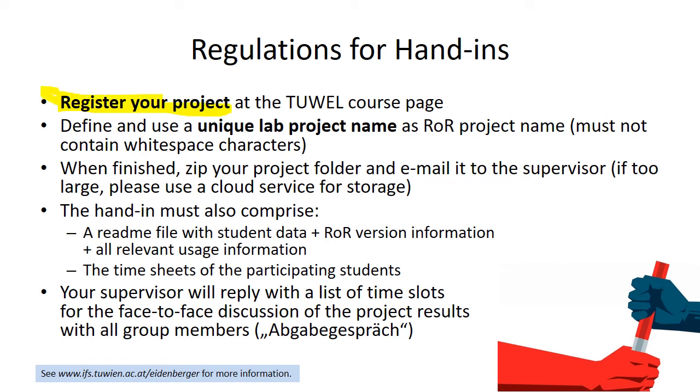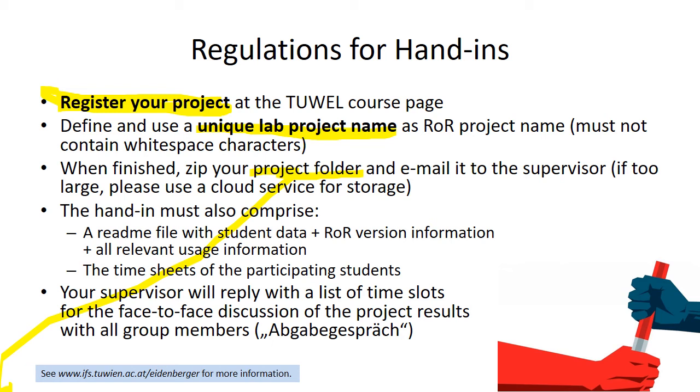As I said, I check on that. Then, there you define a unique lab project name without the white space. I think that's also understood. Once finished, you zip your project folder, the one you generated with the Rails command, and email it to me. If for some odd reason too large, which actually should not happen, put it on a cloud service and send me the link. Any cloud service is fair enough.